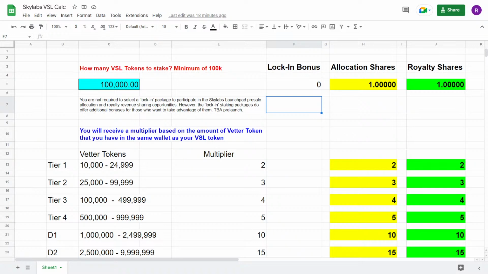Hey, can you guys let me know if you can see my screen? Right now I'm showing the Skylabs VSL calculator. Give me a thumbs up or let me know if you can see my screen right now and you're seeing the same thing. Because like I said, on my end, I see it. I want to make sure that we all can see it.